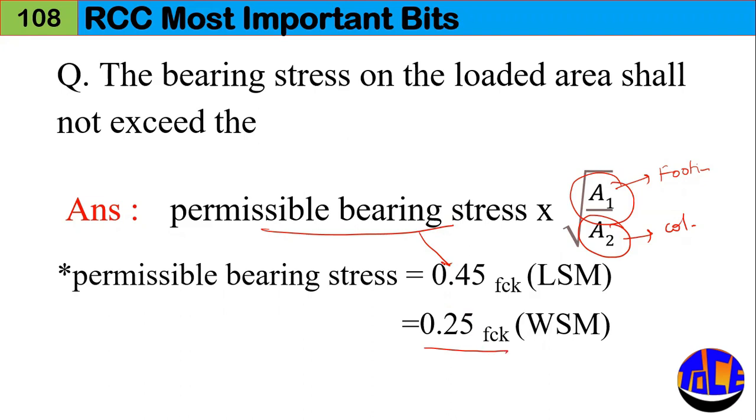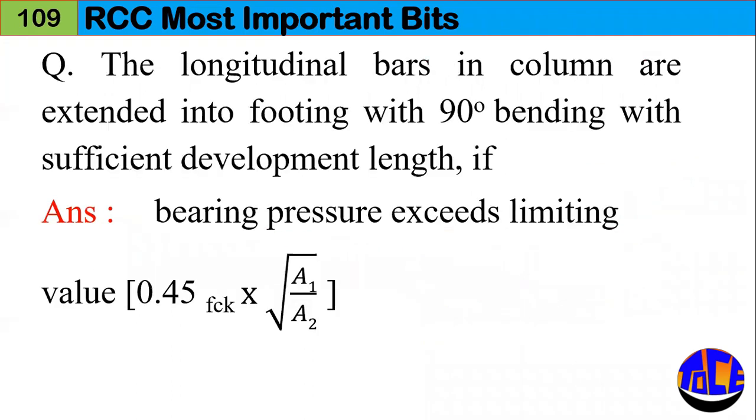0.45 fck and this is 0.25 fck for the limit state method. And 0.45 fck for the working stress method. So remember this equation. Usually this equation will be asked: 0.45 fck into under root A1 by A2 for bearing stress.